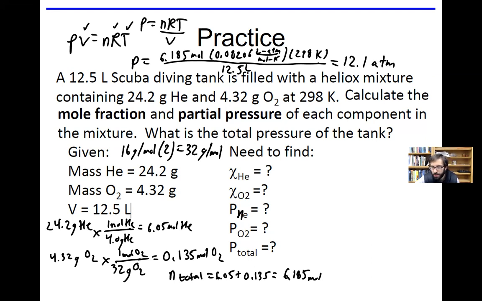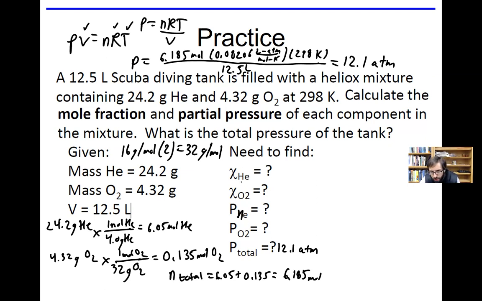So it makes sense that a tank would be pressurized, more than 1 atmosphere of pressure. So I like that value. We got 12.1 atmospheres, that's our P total. Now we can proceed to figuring out our P helium and our P oxygen.